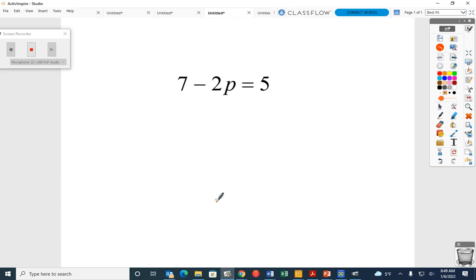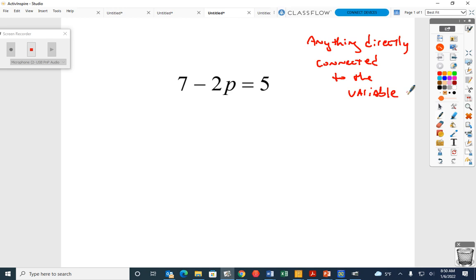Now we're going to ask ourselves a question. Is anything directly connected to the variable? So if we look at this equation, is there anything directly connected? Well, first of all, what's the variable up there? P. Is there anything directly connected to that P?